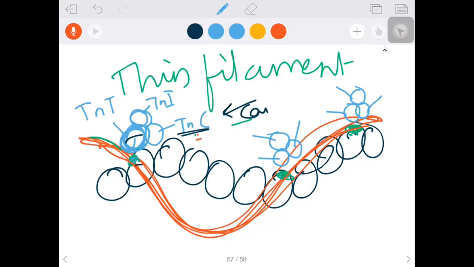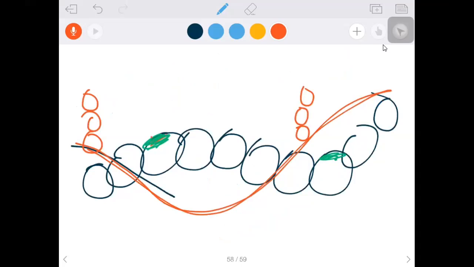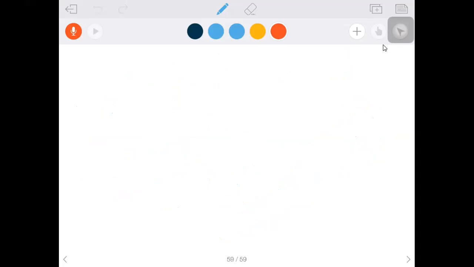That calcium-troponin complex lifts the troponin-tropomyosin complex. See the complexity. The calcium-troponin complex lifts the troponin-tropomyosin complex, which exposes the active sites. So the active sites are ready now. Now we need to go to the myosin, the thick filament side.